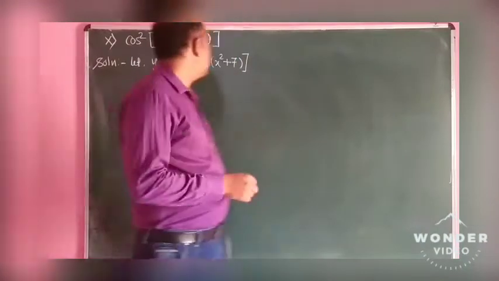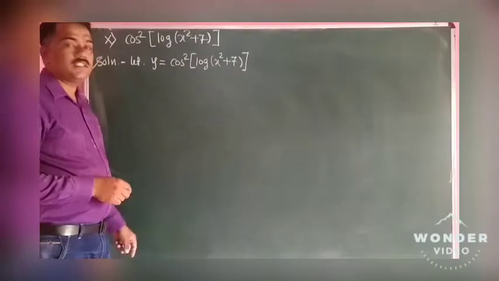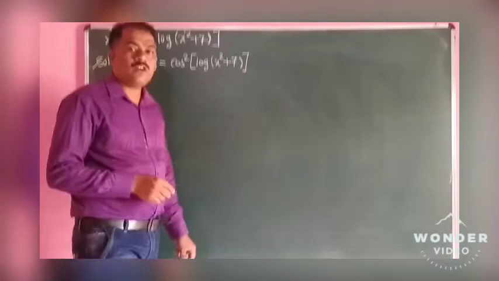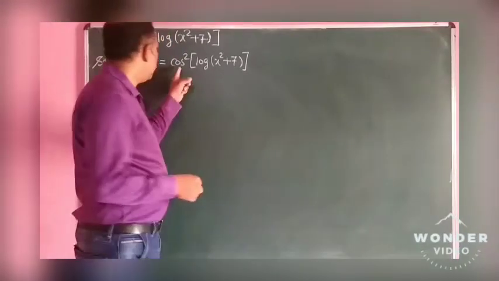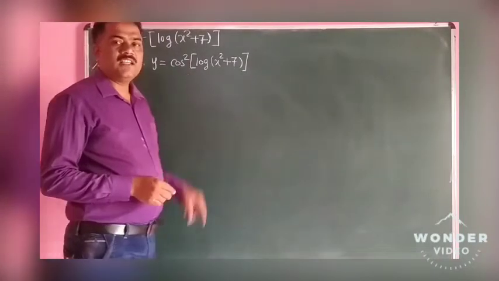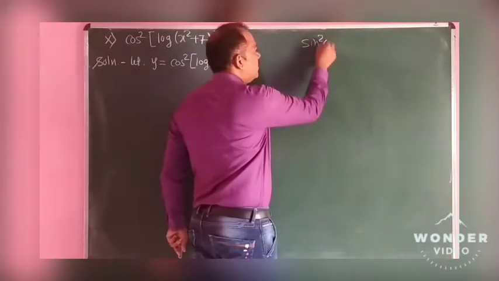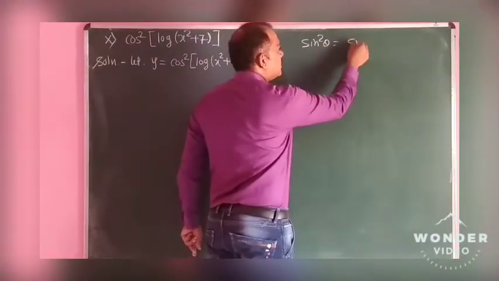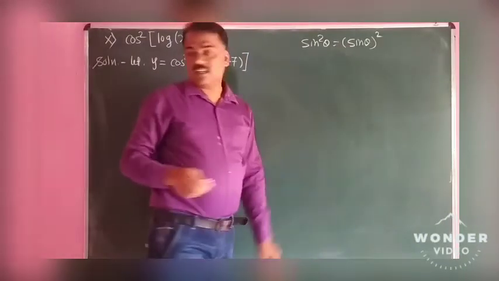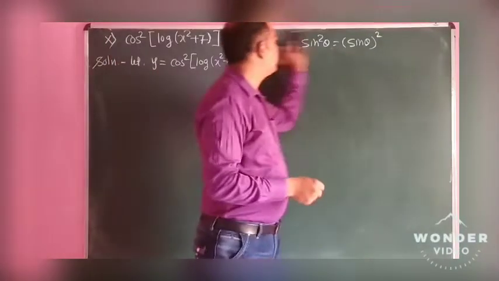Example number 10 is cos square log of x square plus 7. Solution, let y is equal to cos square log of x square plus 7. We know that the trigonometric functions cos square x, sin square x, we can write as sin x bracket square. Okay, we know that sin square theta can also be written as sin theta bracket square. If we write like this, then we can use the power function formula and take the derivative easily.